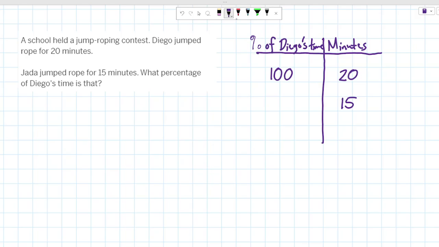So one way that we can solve this problem is to think about some building blocks that we did with some other problems. So why don't we figure out first, let's put 15 down here, and let's think about 5 minutes. What percentage of Diego's time would that be? So how do we get from 20 to 5? We divide by 4. So over here, let's divide by 4. What's 100 divided by 4? That's going to be 25.